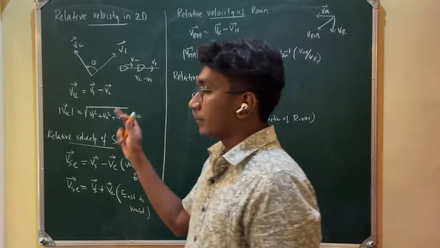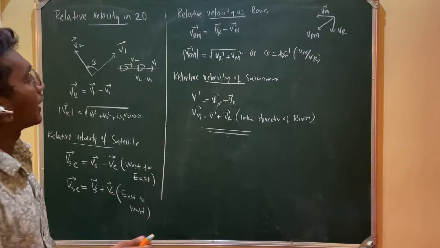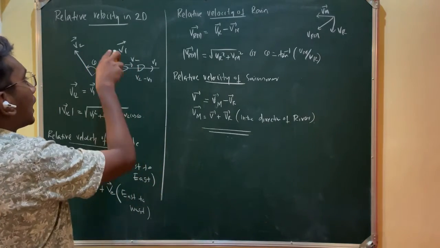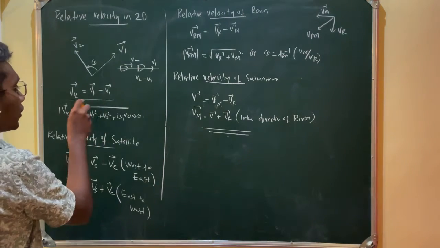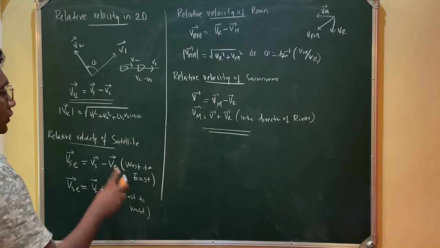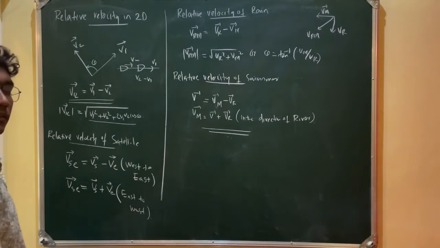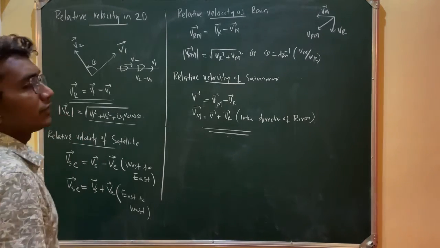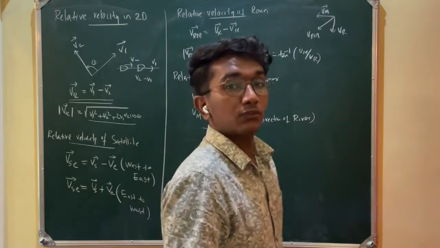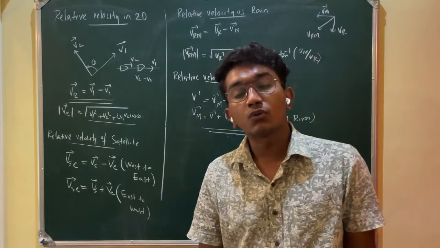But here there is an angle, like two velocity vectors are at an angle theta. Then what is the relative velocity? v12 is equal to v1 minus v2. Suppose they are at an angle theta, then the magnitude will be root of v1 square plus v2 square plus 2 v1 v2 cos theta.